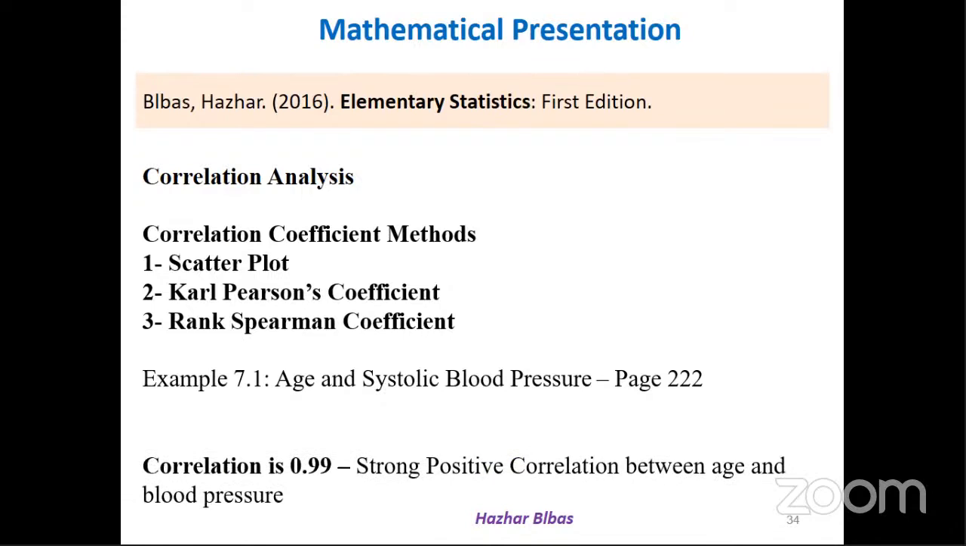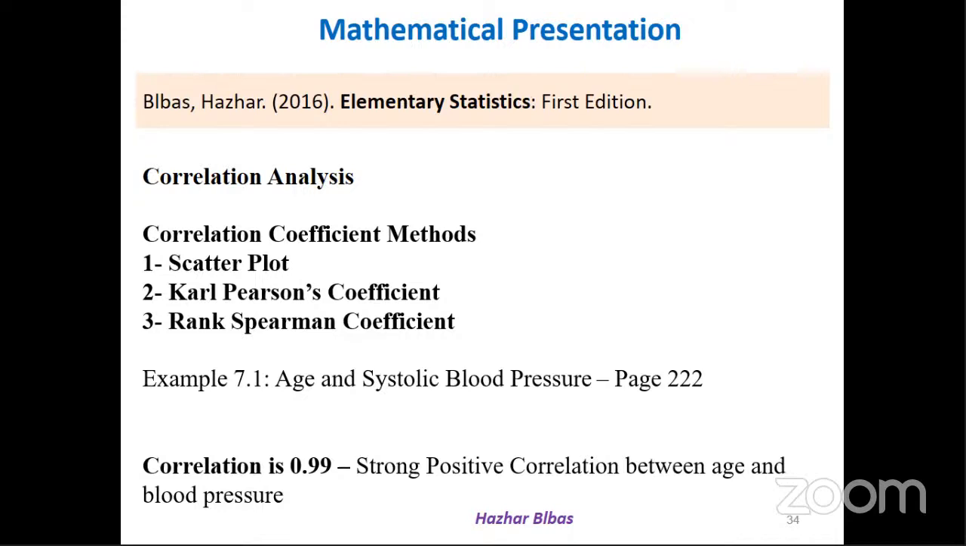For example, if you have age and systolic blood pressure. Age is an independent variable. Systolic blood pressure is a dependent variable. You want to see if you increase the age, what the systolic blood pressure would be. If you find the correlation, you see 0.99. It means there is a strong positive correlation between age and systolic blood pressure. It means increasing age would increase the systolic blood pressure dramatically.